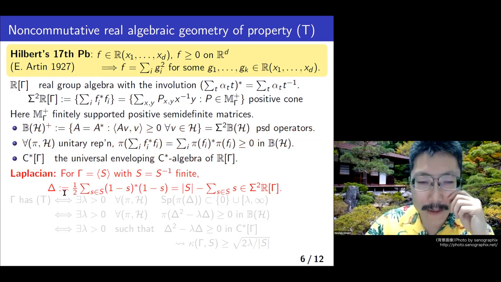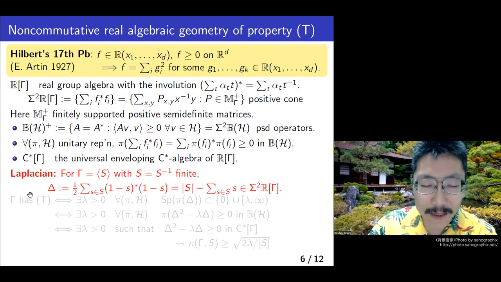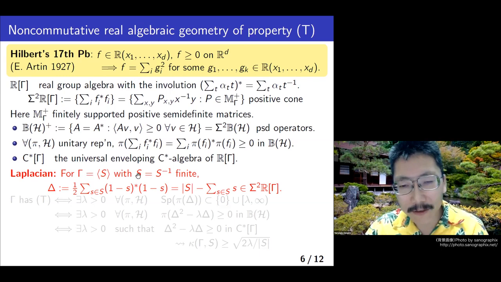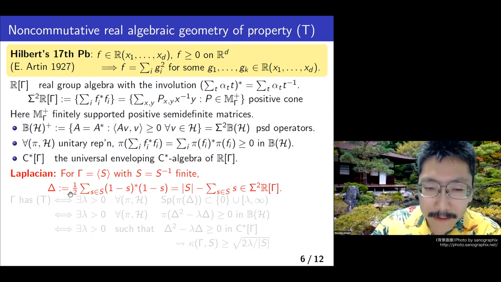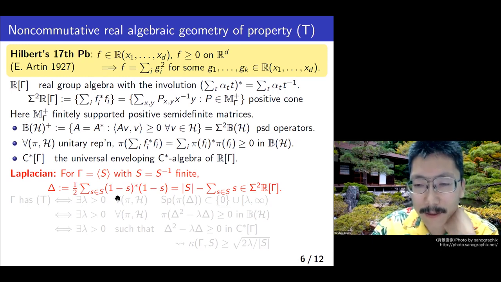So the element which has something to do with property T is the combinatorial Laplacian. The combinatorial Laplacian is given as follows when gamma is finitely generated by a symmetric subset S, so if s is in S, then s inverse is in S. Then delta is, normalization depends on the people, but today it's 1/2 (1 minus s)star(1 minus s). Then s star s is s inverse s, which is 1, so 1 plus 1 is 2, 2 minus s inverse minus s, times 1/2, and S is symmetric, so you get this element.